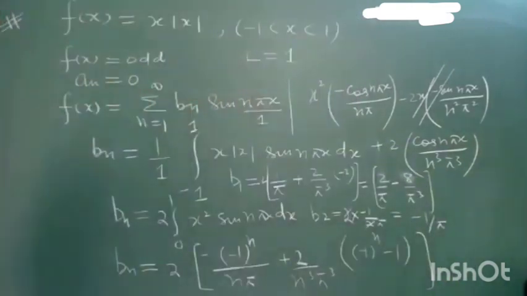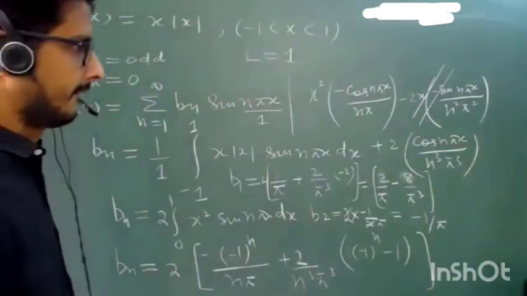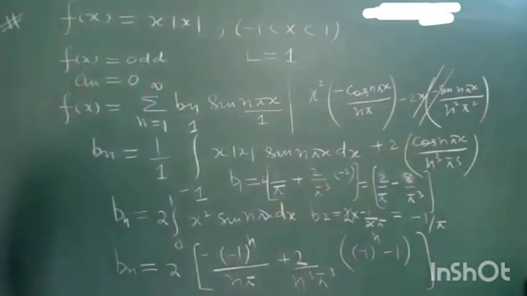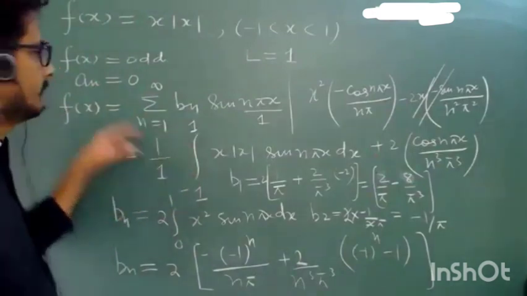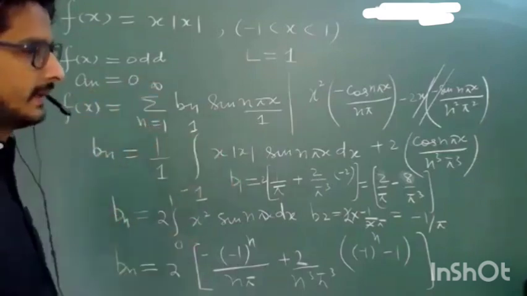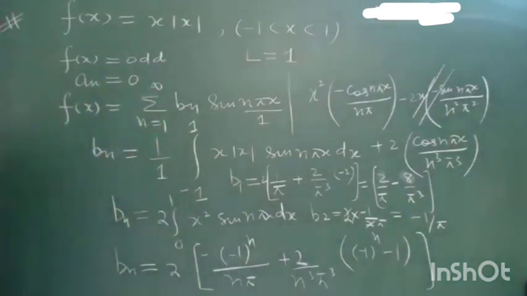So in this way we can calculate different coefficients. The main part is this, if you can handle it quickly, and this also by using the property we have. When selecting an option, it becomes easy, because a_n is 0, and if any option has a_n given, that means that will not be the series. Got it?